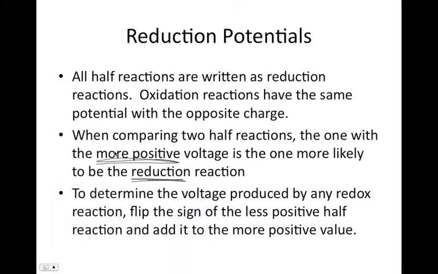I want to change colors because black is boring. And then to determine the voltage produced by any redox reaction, just simply flip the sign of the less positive guy, the oxidation guy, and add it to the more positive value, the reduction guy. That's all you have to do, simply add them up. You don't multiply them by how many moles of anything you have, because the reduction potentials are not volts per mole. They're just volts.